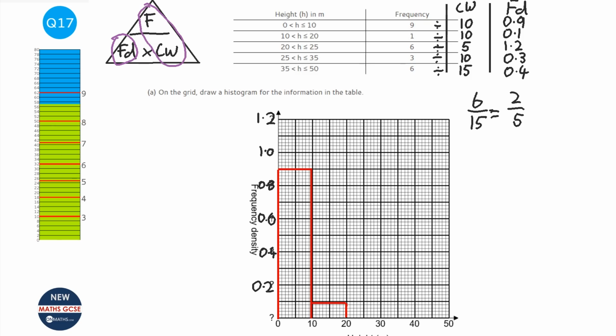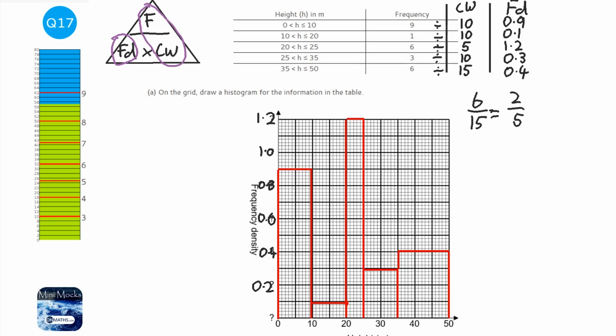So 20 to 25, so we've got to be careful with this one, because it's only one square across. Let's try and get it as close as I can. So that's 1.2, but it's only 1 square across. Okay, next one, 25 to 35 is 0.3, so that would be there. And last one is 35 to 50 and 0.4. So we go up one, and then we finish that off.